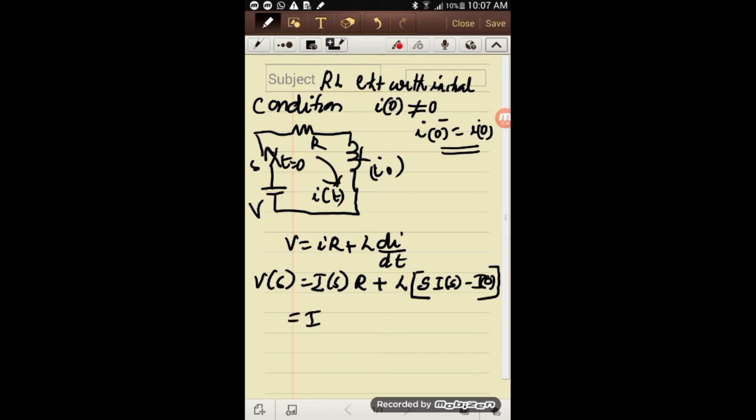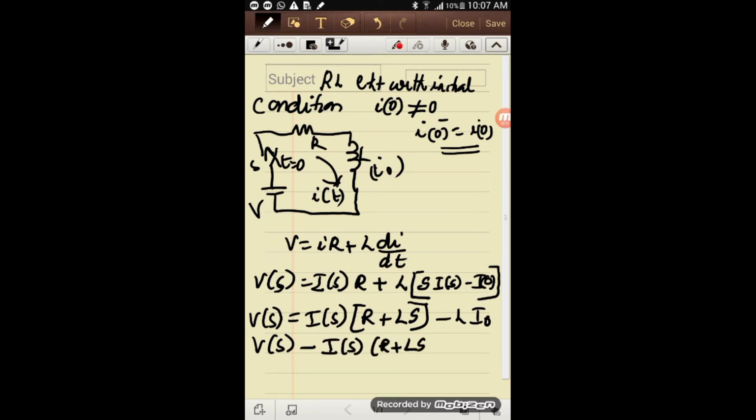Now collecting I of s terms together, I of s into R plus Ls minus Li of 0, that is equal to V of s. We can bring all the terms together. V of s minus I of s into R plus Ls plus Li of 0 equal to 0. So this is nothing but the KVL equation of the S domain circuit. So this is voltage, this is another voltage, this is also voltage.